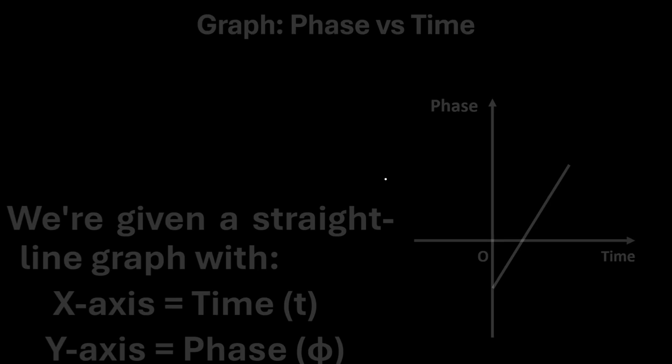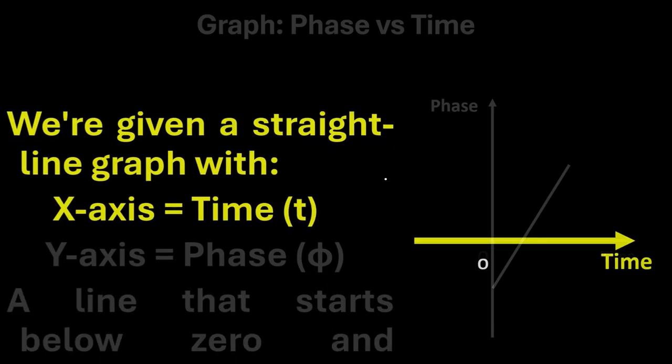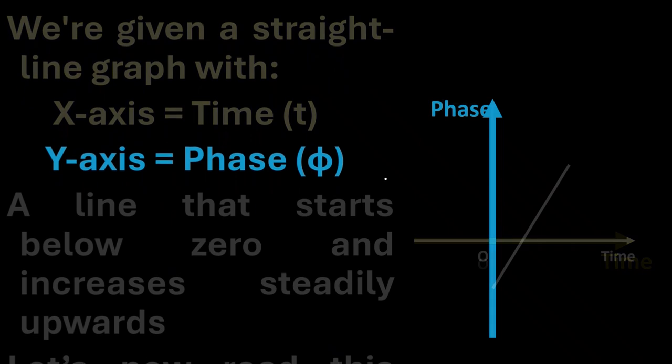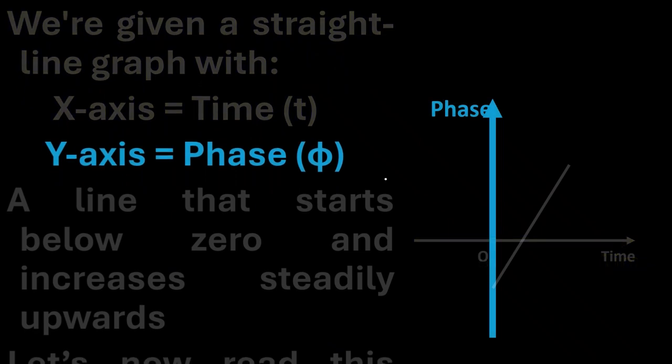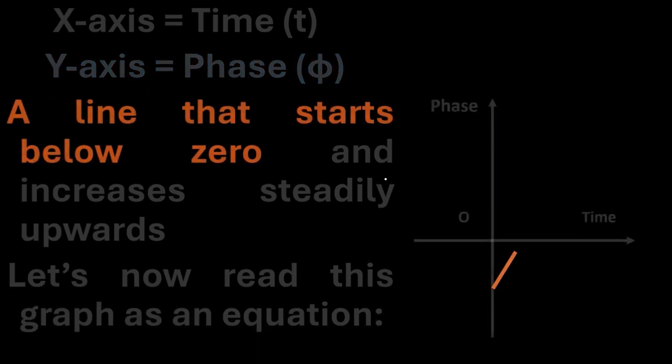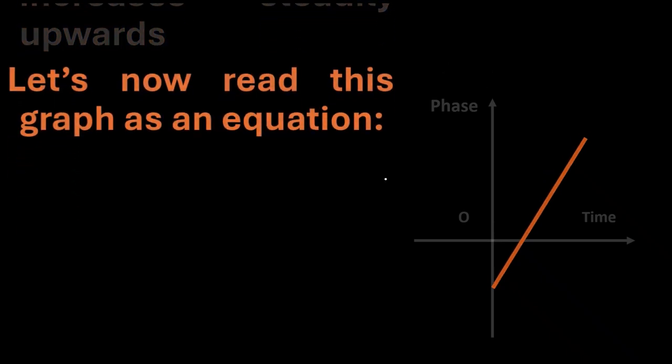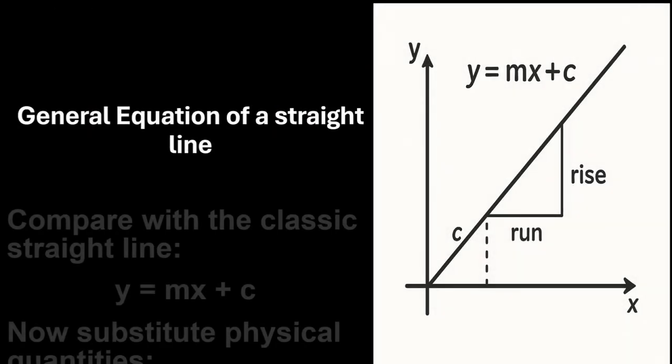Now we'll have to spend some time to understand what this graph is actually about. So we will be given a straight line graph. X-axis is time. What is the y-axis? It is phase. And the actual curve here is a line that starts below zero and is increasing steadily upwards. Now what we'll do is we'll read this graph as an equation. What I'm trying to do here is take you through the process of understanding a given graph and trying to make sense in a mathematical and a physical way out of these graphs.